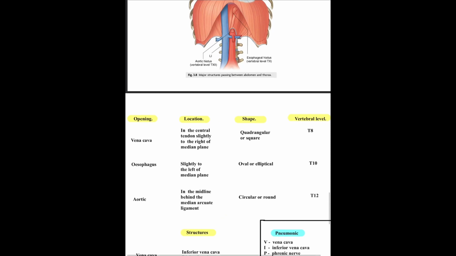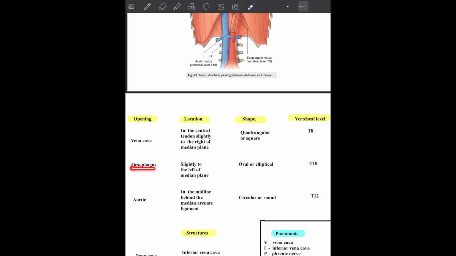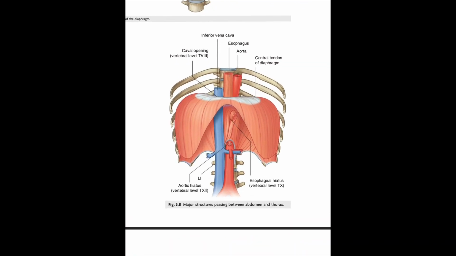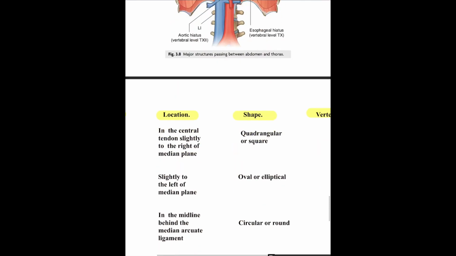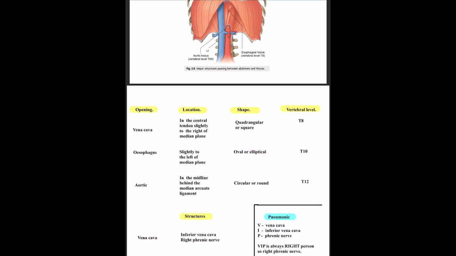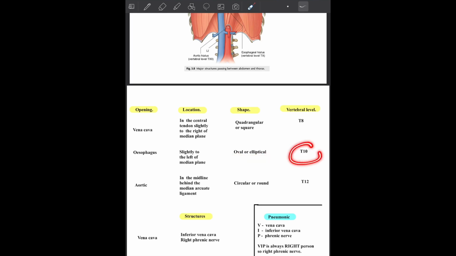Next opening is the esophageal opening. It is located slightly to the left of the median plane. Same as before, this is the median plane. This is the esophagus. It is located slightly to the left of the median plane. And its shape is oval or elliptical. It is located at the vertebral level T10.